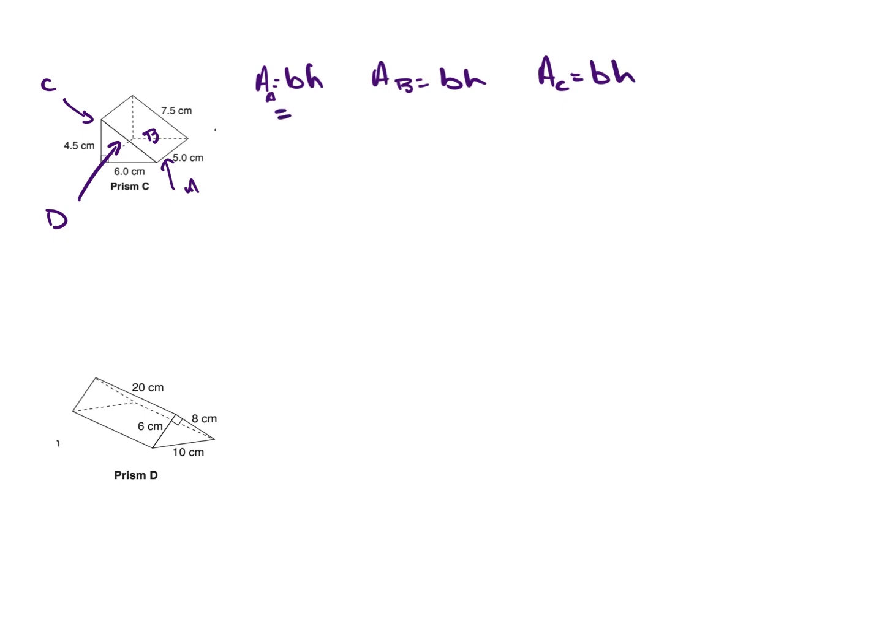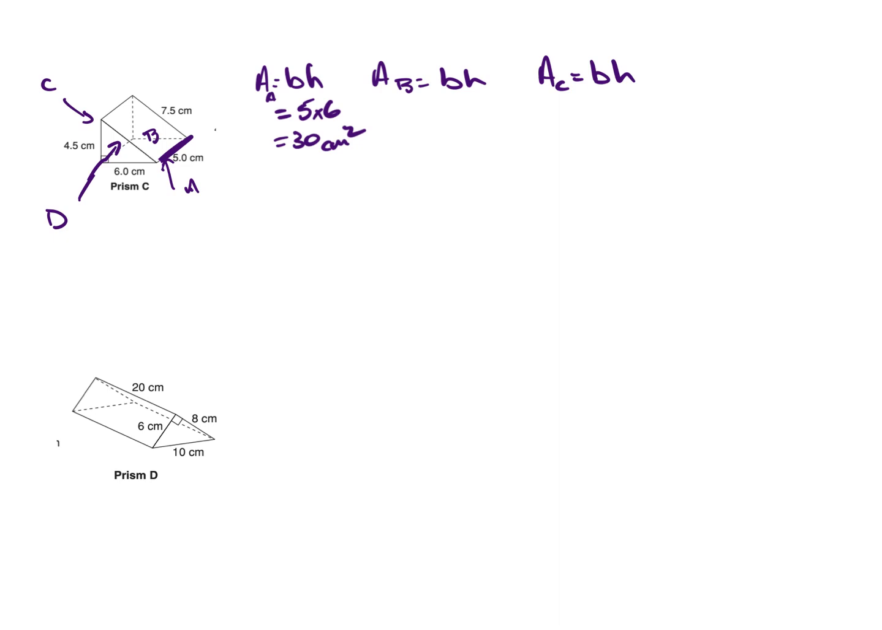Okay, so my dimensions of A, since I'm calling the bottom A, I've got 5. Every one of those is going to have 5, and then the other dimension is 6. So that gives me 30 centimeters squared.